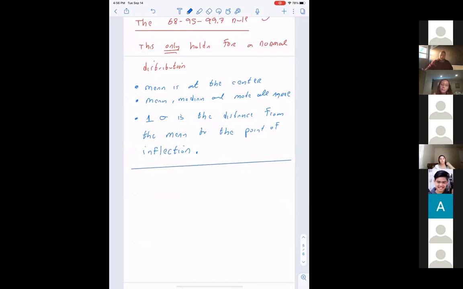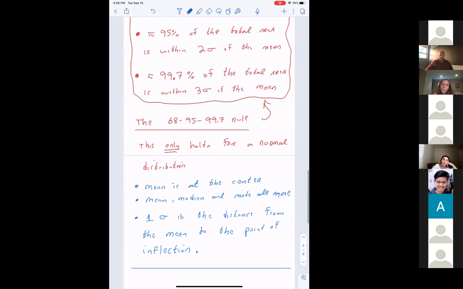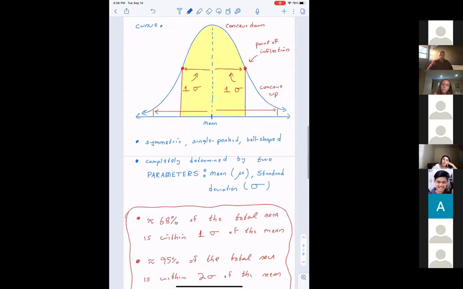Yeah, go ahead. What did the 2 standard deviation look like again on the graph? Oh, that's just traveling twice as far. If you travel 1 sigma, you get to here. If you travel 2 sigmas, you get twice as far. And if you travel 3 sigmas, you get 3 times as far. And 4 sigmas, 4 times as far, and so on.